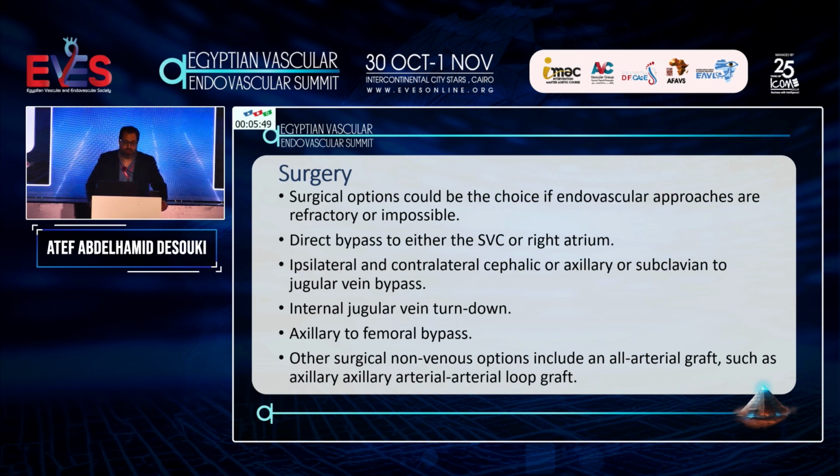And here comes the role of surgery, which is an option when the endovascular approach is refractory or impossible. It is done by a direct bypass to either the SVC or the right atrium, through ipsilateral and contralateral cephalic, axillary, or subclavian to jugular veins, internal jugular vein turned down, axillary to femoral bypass, and other surgical non-venous options like arterial grafts, such as axillary arterial loop grafts.